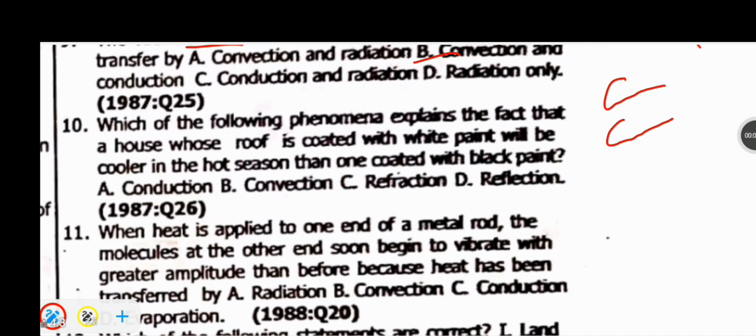Okay, maybe they made a mistake. This should have been radiation, or this should have been radiation. So it's not by conduction or convection. So the answer is radiation, but radiation is not in any of the options. So let's just skip it.